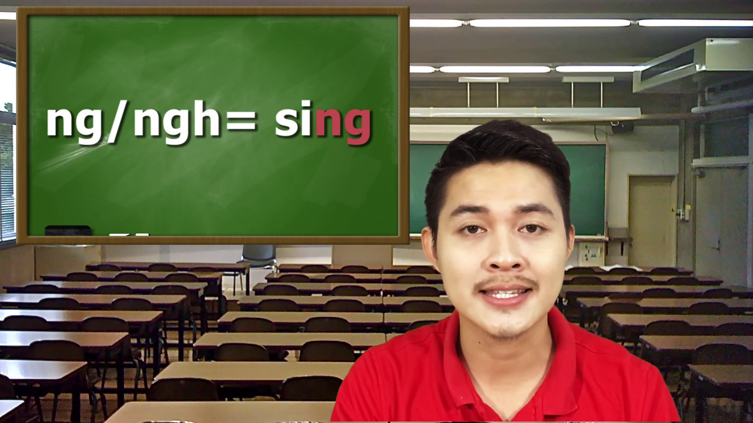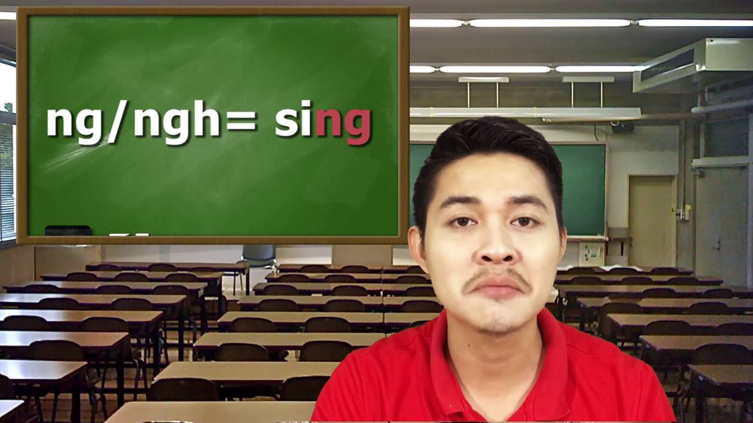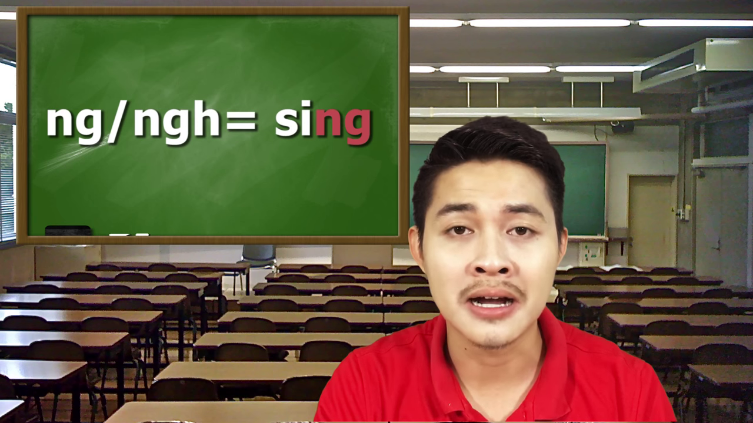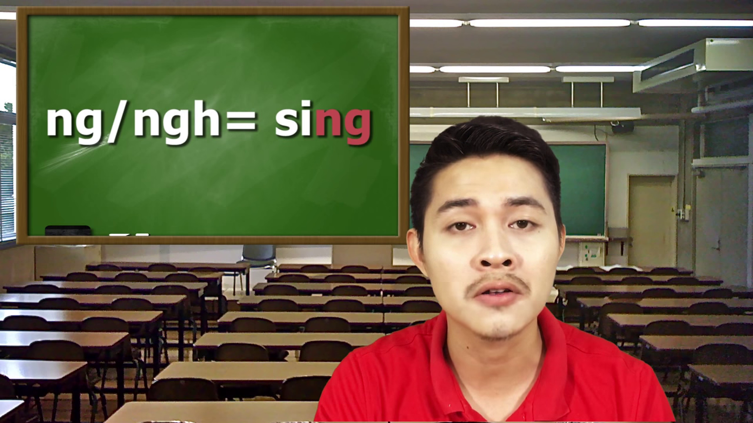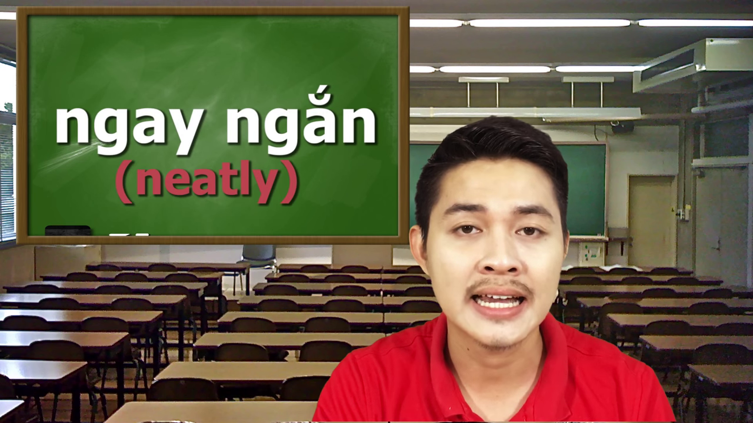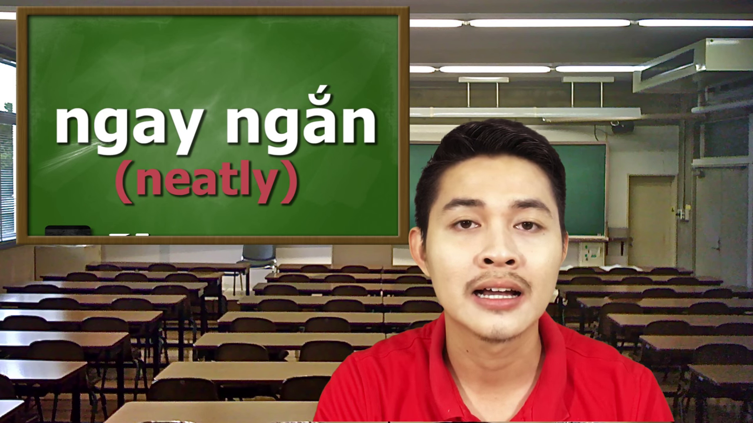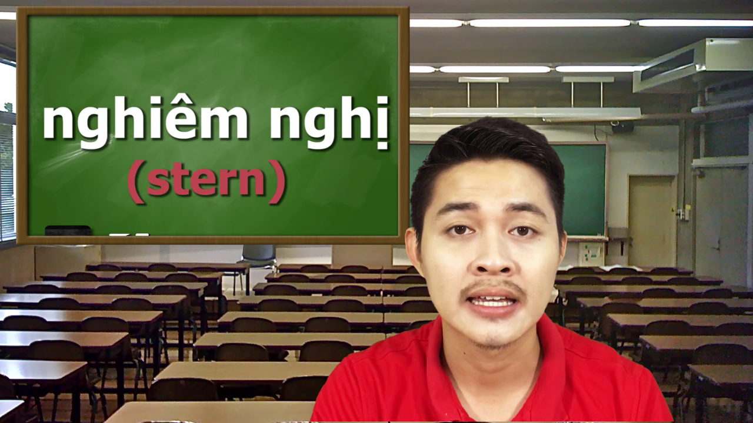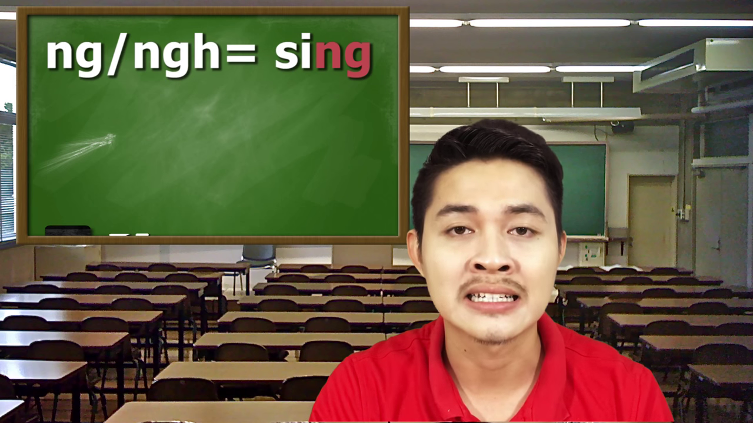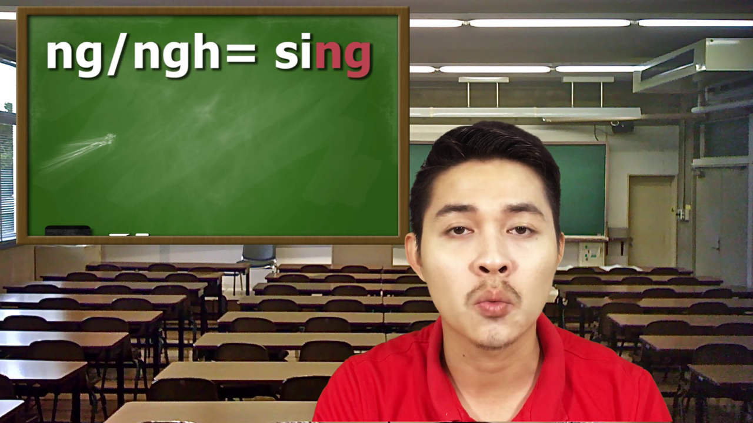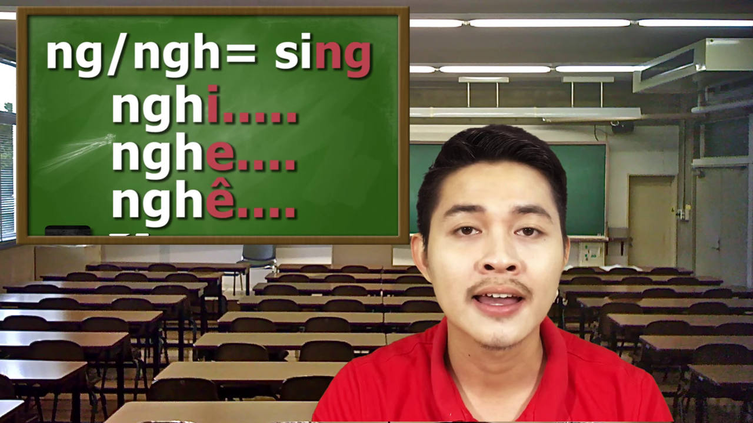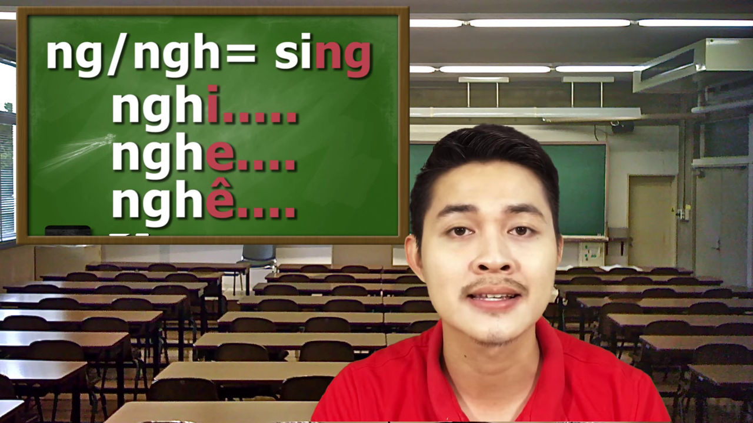The final initial consonant I want to introduce is ng. This is similar to the final sound in the word sing. In English, we usually see ng only at the end of a word, but in Vietnamese we also see ng at the beginning of a word. For example, ngày ngắn, nghiêm nghị. Ng and ngh both sound like ng, but we use ngh when it stands before three of these vowels: e, ê, i. You'll learn how to pronounce these vowels in the next lessons.